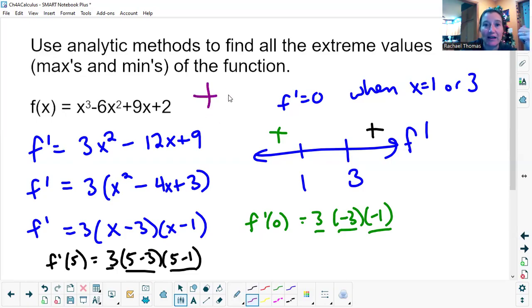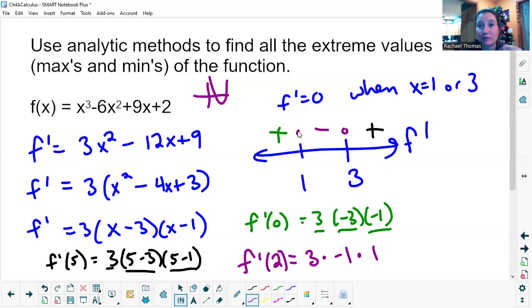F prime is a quadratic. It has two zeros. It's very likely that f prime is going to be negative between those zeros. In fact, I could probably prove that. But let's be totally thorough here. This is the first one of these that we're doing. I'm going to plug in x equals 2 to my derivative. I'm finding the values of f prime. That would give me 3 times negative 1 times positive 1, and indeed that is a negative value.